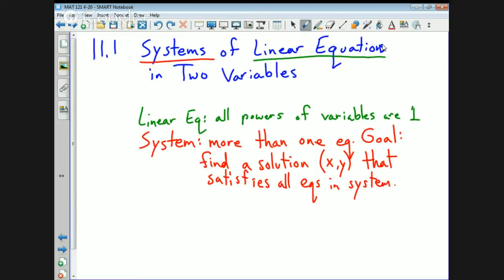Now, for most of what we're going to be doing, it's just going to be 2 equations. So you'll have 2 equations with 2 variables each, and we want to find a common x, y that makes both the equations in the system true. That's the goal here.